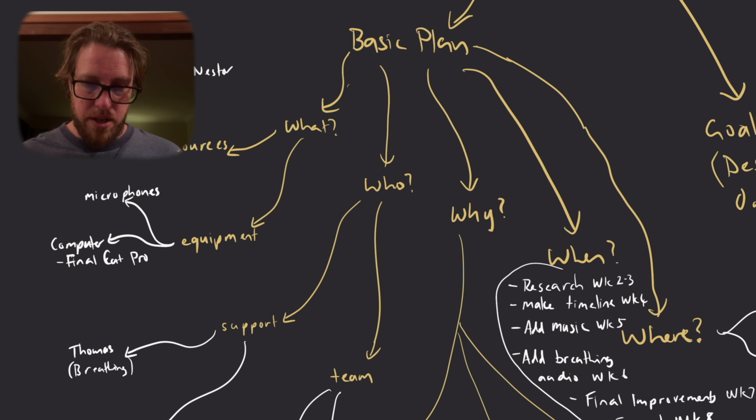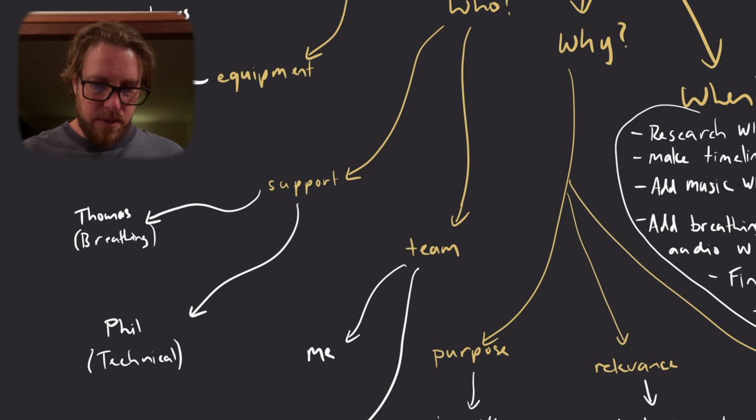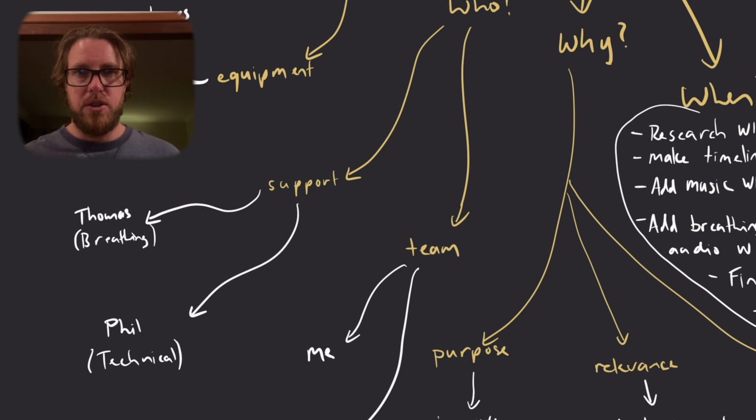All right, so we're going to look at who. We need to know who's involved. So I need to think about who is going to support the project. Now, for me, if I have problems with the breathing part, I know that I have a friend, Thomas, who's very good with this, and he can help me to understand the processes better. So I'm just going to put him down as a support person that can help me with the breathing aspect of this project.